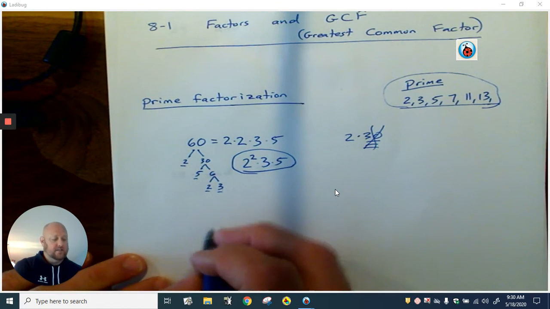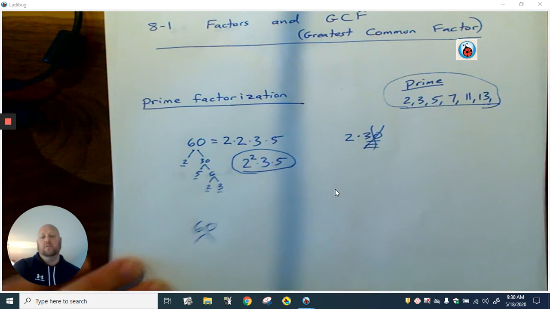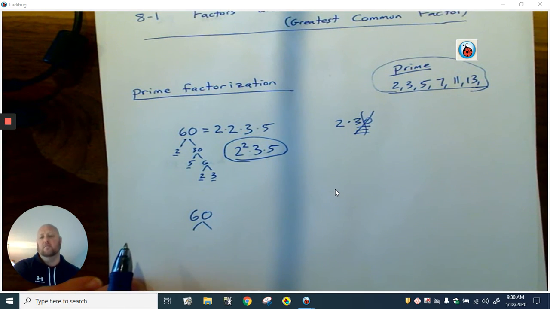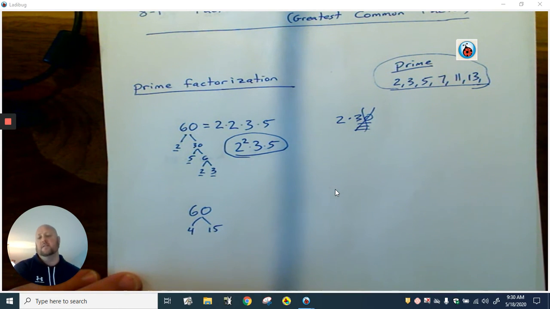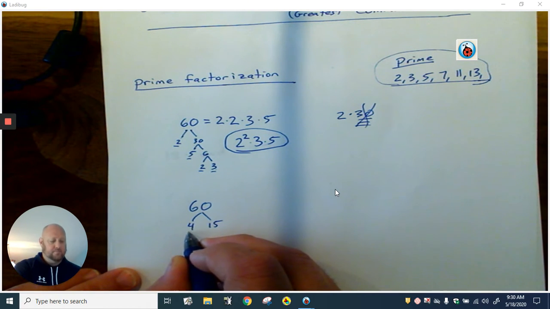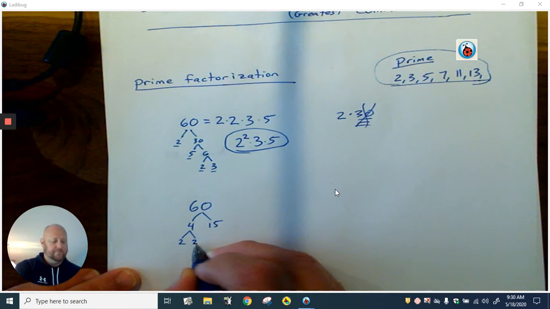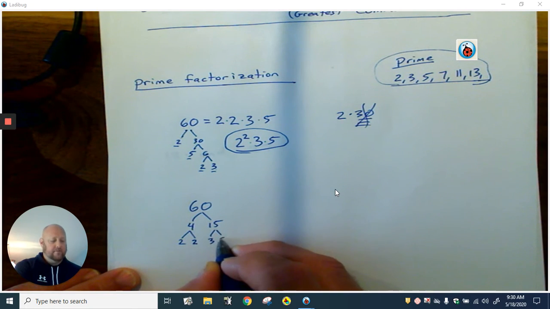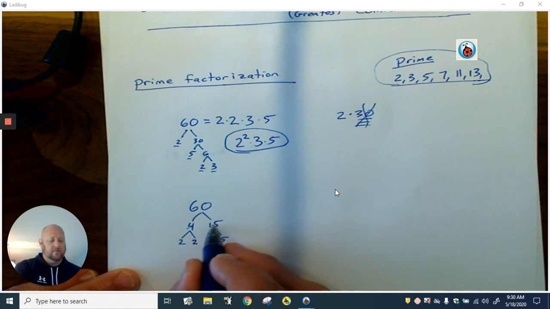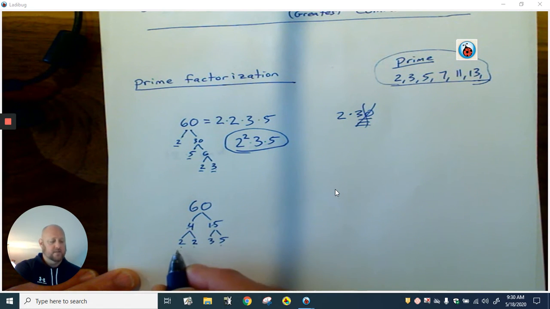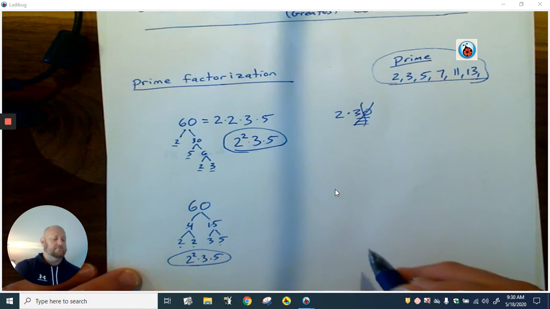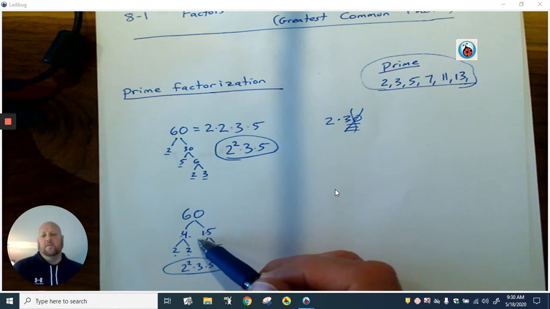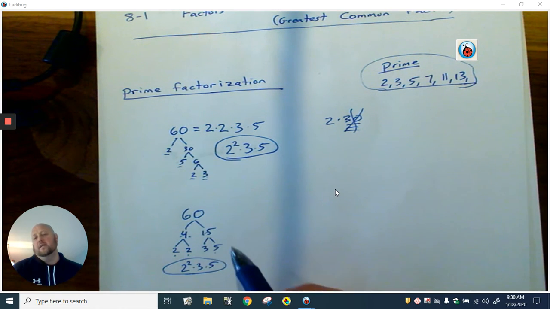And I said earlier, it doesn't matter what 2 things we use. The first one we used was 2 and 30. Well, if we wanted to, we could have used 4 and 15 because 4 times 15 is 60. 4 breaks down into 2 and 2. 15 breaks down into 3 and 5. And what do you know? Again, we don't have to worry about those, those are the branches of the tree. We just look at the endpoints. We have 2 2s, 1 3, and 1 5. The same answer, okay? So it doesn't even matter what method you use. You just look for any 2 numbers that multiply together to get 60.